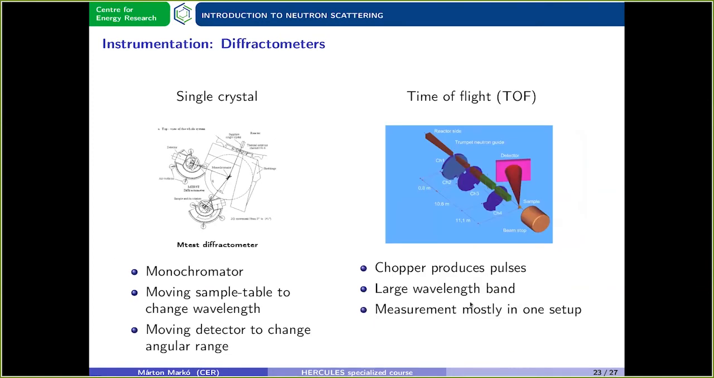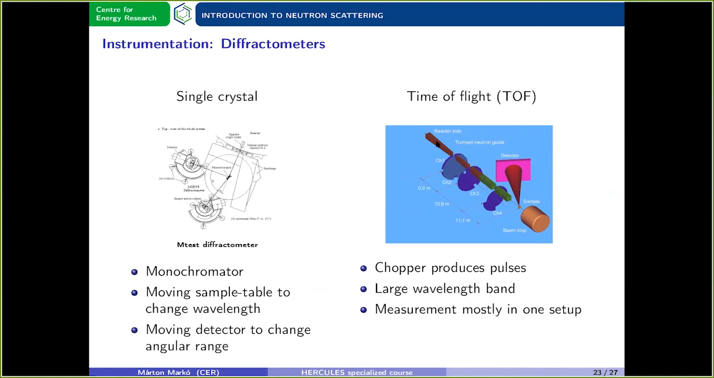And I show some instruments. For example, diffractometers. That's a single crystal diffractometer, a monochromatic one. Here the reactor wall is here, and within the shielding there is the monochromator which selects the wavelength. The same diffraction can be done by using time-of-flight.